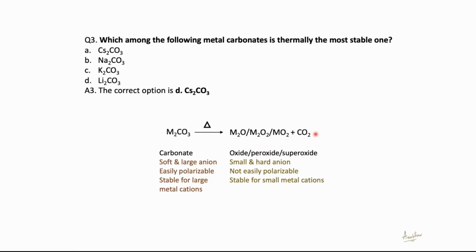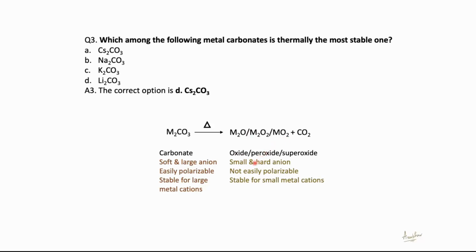So how will we discuss it? This CO3 2-, the carbonate anion, is quite soft and large. It is a large anion and soft in nature. Soft means the electrons are loosely bound, so it can be distorted quite easily. But in case of the oxides, peroxides, or superoxides, you can see there is O2-, only one atom, O2 2-, two atoms, and O2-, only two atoms.